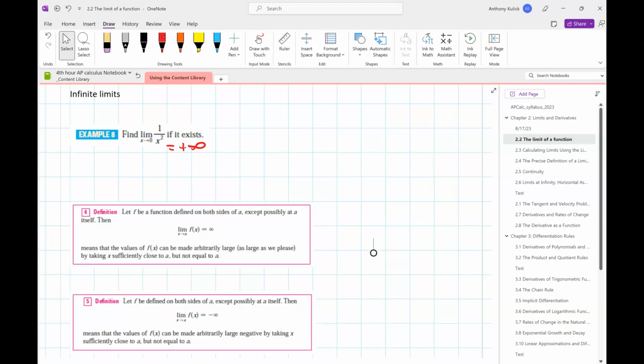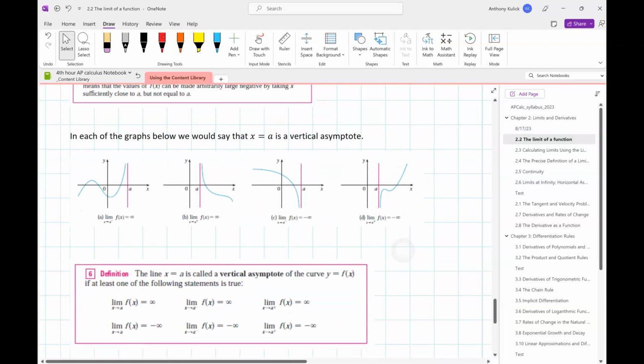The limit as x approaches a of f of x equals infinity means that the values of f of x can be made arbitrarily large by taking x's sufficiently close to a but not equal to a. As I get closer to a from the left, the y-coordinate keeps getting taller and taller. The same thing as I go from the right. Both are going to positive infinity, so we have an infinite limit. Same thing works for negative infinities. If they're both going down, negative infinity. Okay?